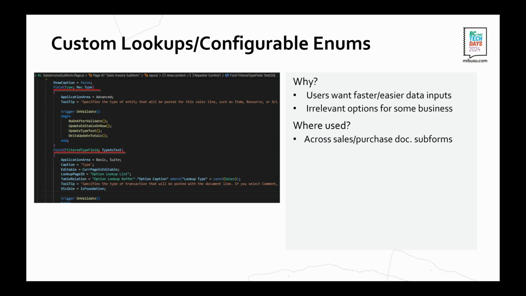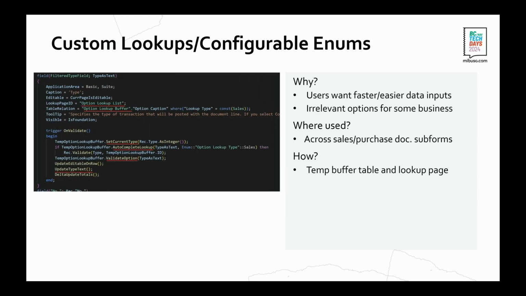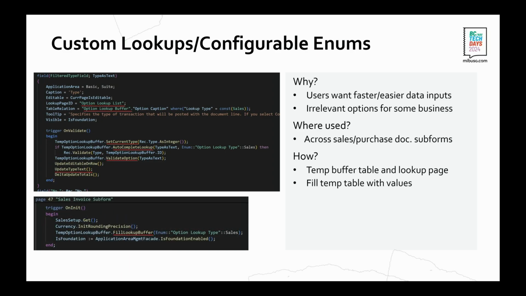If you take a look at any purchase or sales document subform, you will see, for example, on the sales invoice subform that we have the field Type two times. One, the regular one, is an enum, and another one is a text. We are interested in this text one. And as you can see, we have the table relation on the Option Lookup Buffer table, and the lookup page is Option Lookup List. This table needs to be filled at some moment, as it is temporary, and it is done on the init trigger of the page.